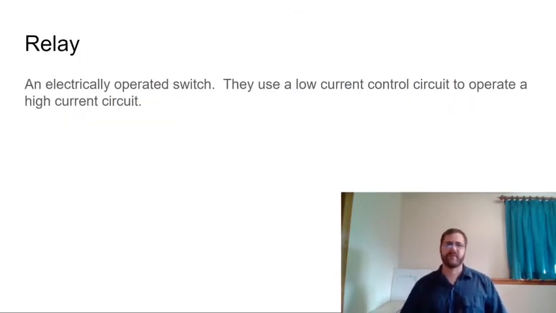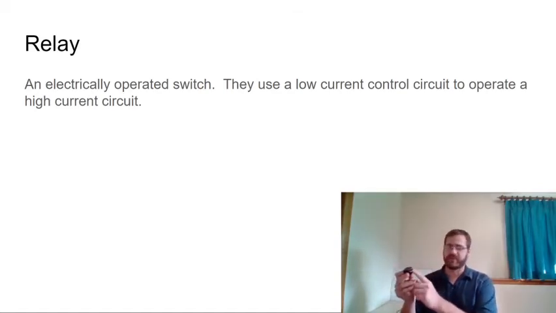All right. A relay is an electrically operated switch. They use a low current control circuit to operate a high current circuit. So here's a relay. Now, what this would be used for is 2 of these are the control circuit and 3 of them are for the actual load in the circuit.